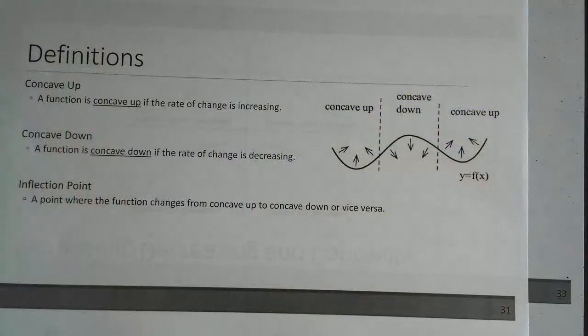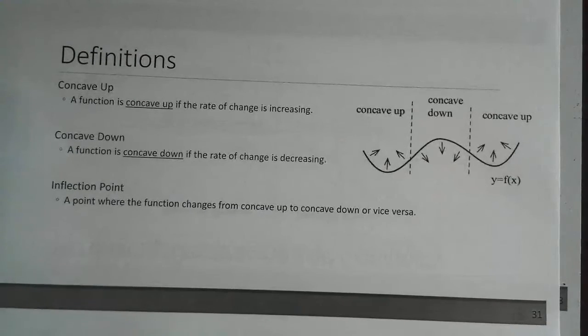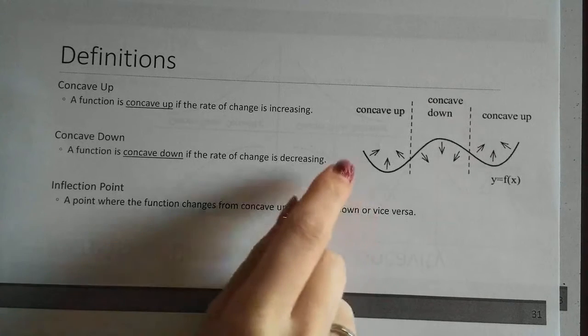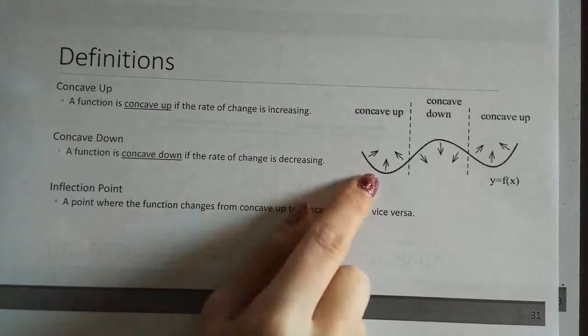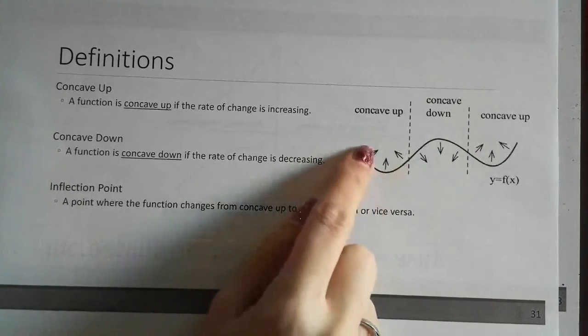So we have increasing and decreasing. Now we're going to take this one step further and look at concavity. So we're looking at concave up and concave down. A function is concave up if the rate of change, or the slope, is increasing. So we go from having a negative slope to having a positive slope. So this is concave up.